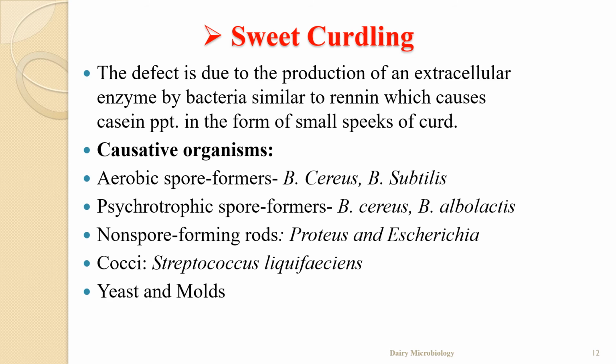Organisms responsible for this defect include particularly aerobic spore formers, for example, Bacillus cereus and Bacillus subtilis. Psychrotrophic spore formers, Bacillus cereus and Bacillus albolactis. Non-spore forming rods, for example, Proteus and Escherichia. Cocci, that is Streptococcus liquefaciens, and yeasts as well as molds. All these organisms produce extracellular enzymes which are responsible for the precipitation of casein.